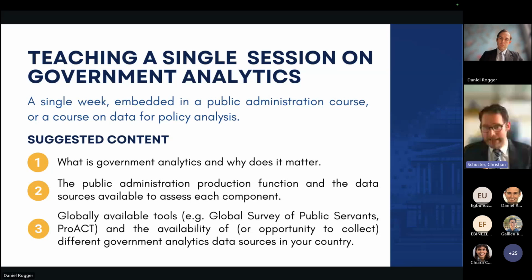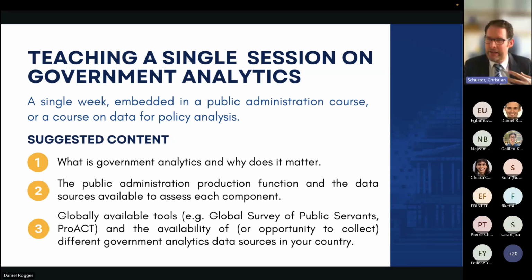So if you have 2 hours for government analytics, our suggestion is that you in essence cover what are chapters 1 and 2 of government analytics. They cover what government analytics is and why it matters. They cover the public administration production function that Dan just introduced to you. They cover the range of different data sources that you can use to analyze different components of the function. For instance, is my bottleneck in the inputs? Is my bottleneck in the culture? It gives students a sense of what are the kind of data sources that are available to explore that.